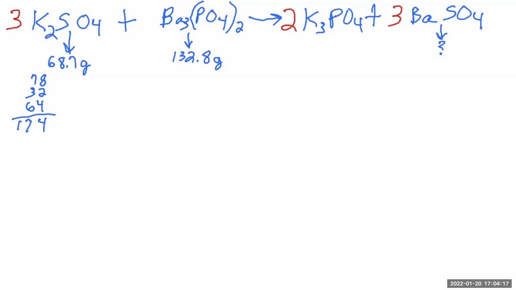Okay. Barium phosphate. Barium is how much? 137, times 3. Yep, 137 times 3 gives you 411. And phosphorus, how many are there? There's 1. Oh, would it be 2? It'd be 2 because of the parentheses. Yep, 2 phosphorus. Each one is 31, so 62.